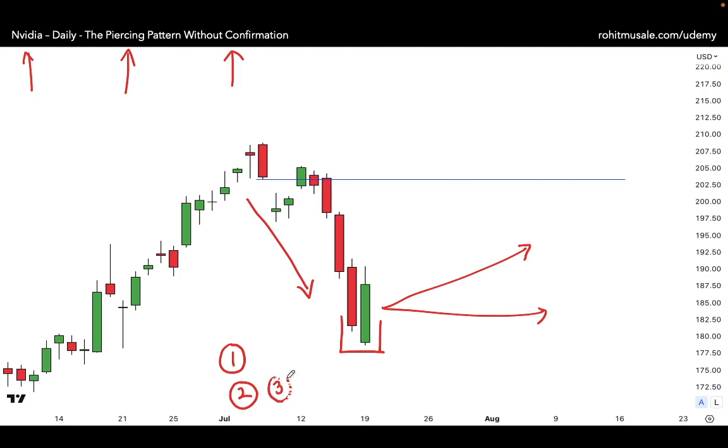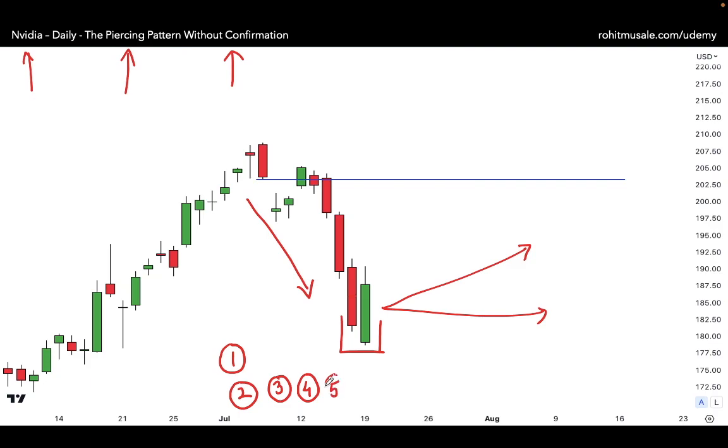The second condition is both of the candles should be relatively long compared to the other candles on the chart. Third condition is the opening of the second candle should be below the low of the prior candle. In this case, as you can see, the opening is below the low. Fourth condition is the close of the second candle should be above the midpoint of the prior real body. So if this is the midpoint of this real body, then the close of the second candle should be above that midpoint. That's why it's called a piercing pattern. It pierces through that prior red candle.